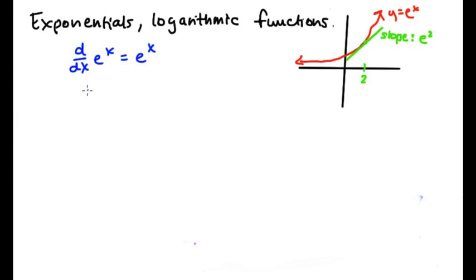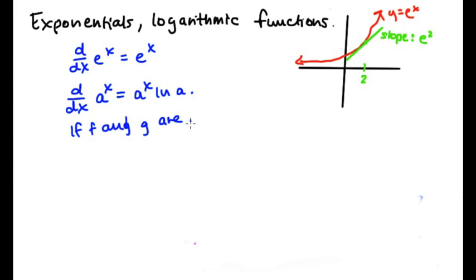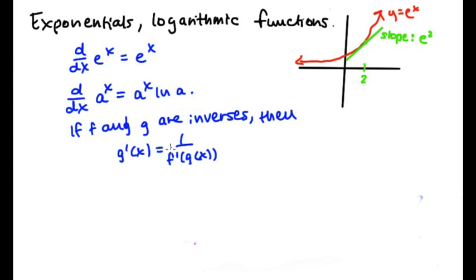The next freebie I'm going to give you is the derivative of a to the x, which is just any base, not e. That's going to be equal to a to the x times the natural log of a. I'm not going to really prove that, but that's also nice to know. And the third is going to be kind of random, and you're going to say, why are you telling me this? But I need you to take this for granted so that we can prove the logarithmic derivative that we're going to do. It goes like this: if f and g are inverses, then g prime of x equals 1 over f prime of g of x.